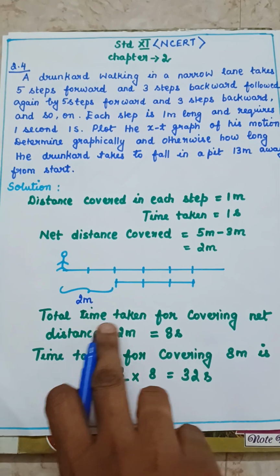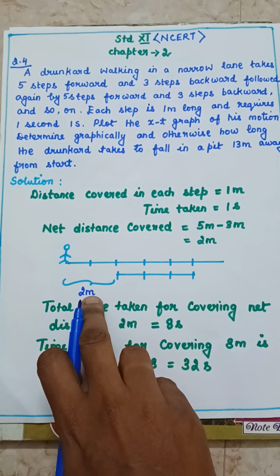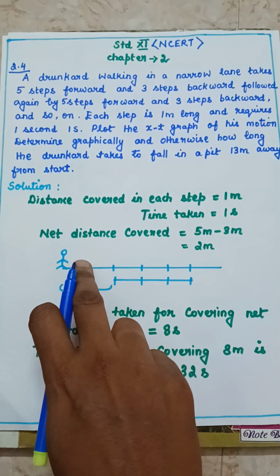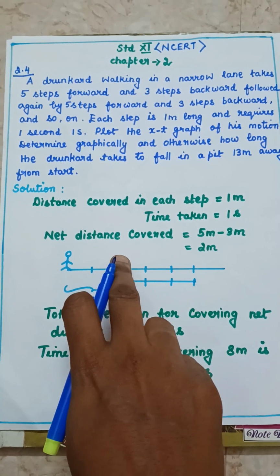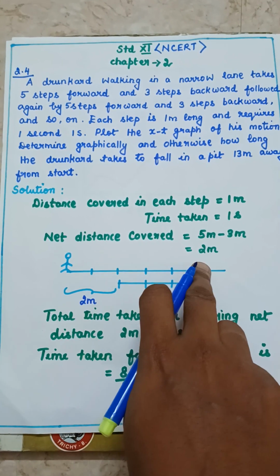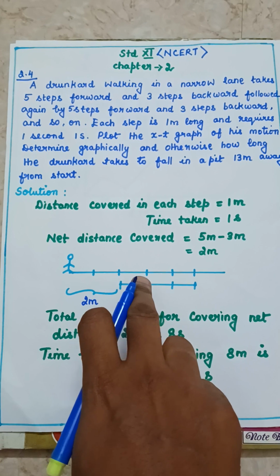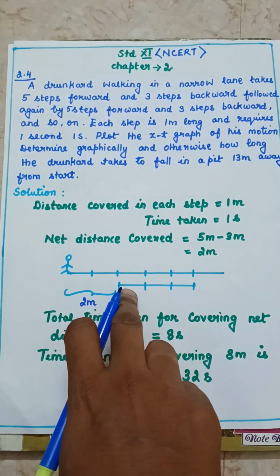Okay, so the total time taken for covering this net distance 2 meter is equal to 8 seconds, because here 5 meter in the forward direction means for each step he is taking 1 second. So 5 seconds, and 3 meter in the backward direction means he will take 3 seconds for covering that 3 meter in the backward direction.